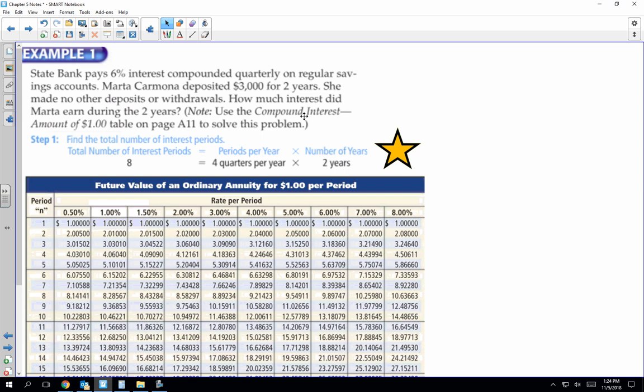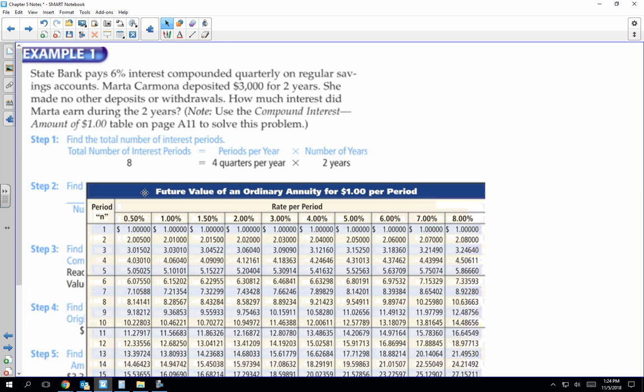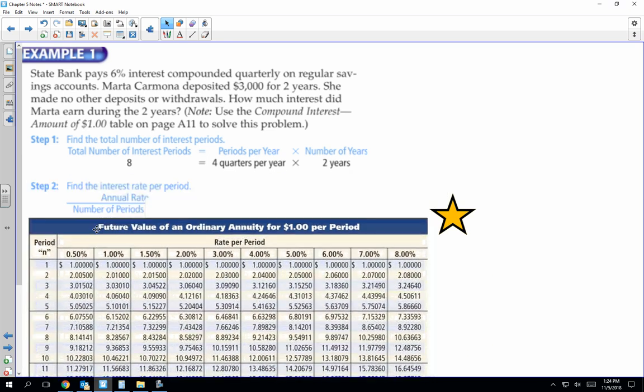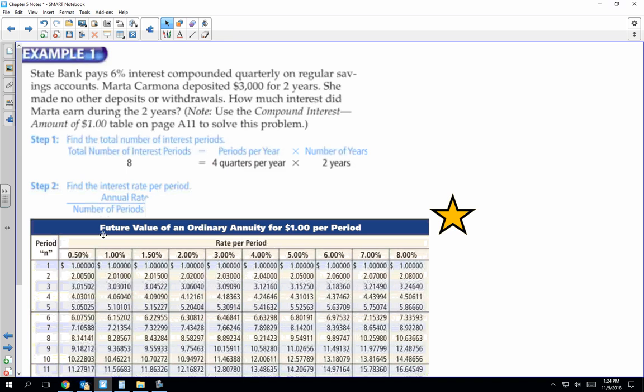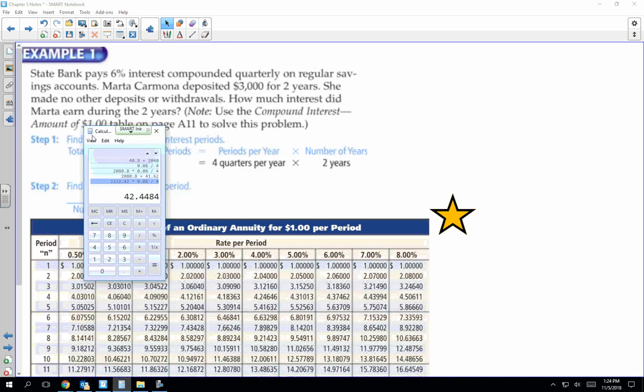All right, so to calculate the number of interest periods, we take how many quarters there are per year, and there's 4 quarters per year, and then times it by the number of years. So that is 8. 4 quarters times 2 years is 8 interest periods. So we get interest calculated 8 times before we look at the amount again. All right, so then we need to calculate the interest rate. So we take our annual interest rate, that's the percent that they give us.